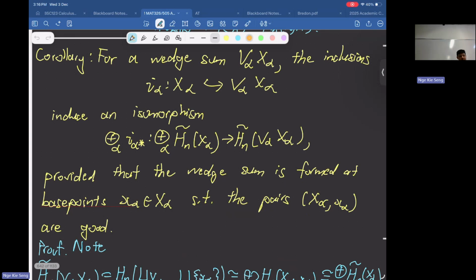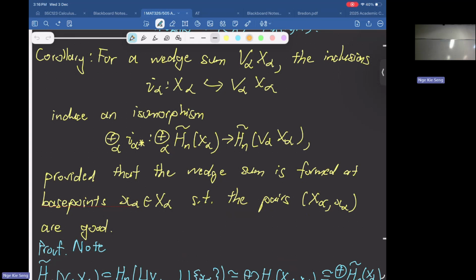So if you have a wedge sum of topological spaces, what is the reduced homology of the wedge sum? Actually it is the direct sum of all the reduced homologies. Is this hard to imagine or not? Hard to imagine.